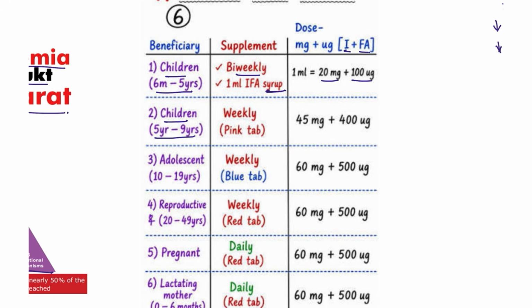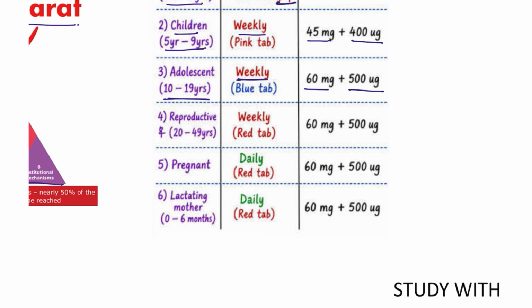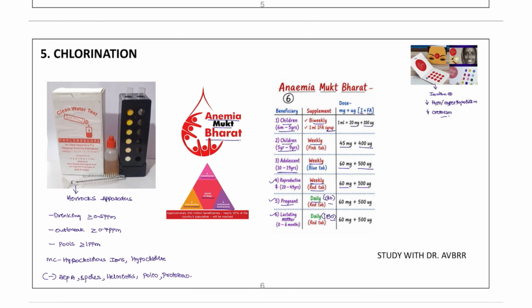And the children from 5 years to 9 years, weekly once a tablet of 45 mg iron and 400 micrograms of folic acid. And the adolescents between 10 to 19, again weekly once a tablet, 60 mg iron and 500 micrograms of folic acid. For reproductive-age females, pregnant and lactating mothers, same dosage, 60 mg of iron and 500 micrograms of folic acid is given. Reproductive females are given a weekly red tablet, and pregnant women daily for at least 180 days, and lactating mothers also 180 days, you must give these drugs. Okay, that is the Anemia Mukt Bharat that we considered.